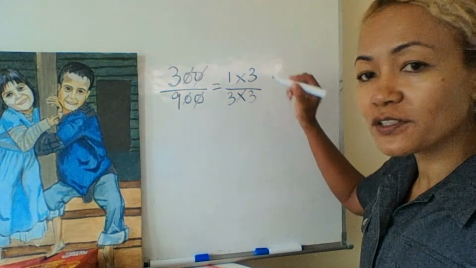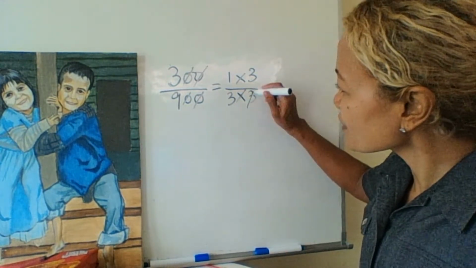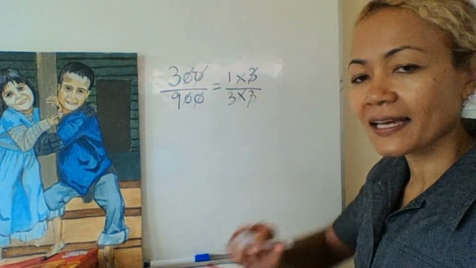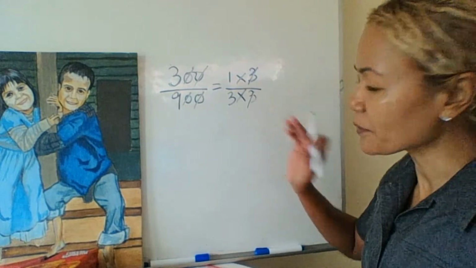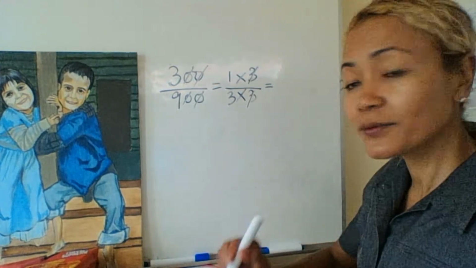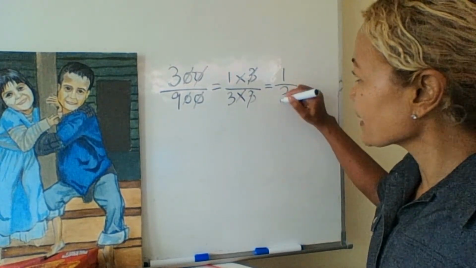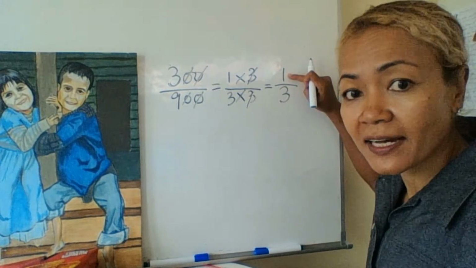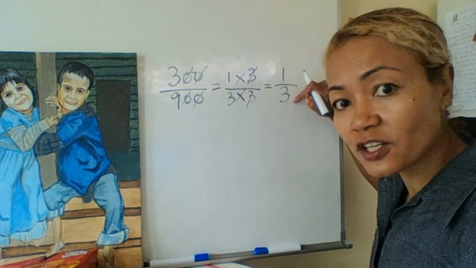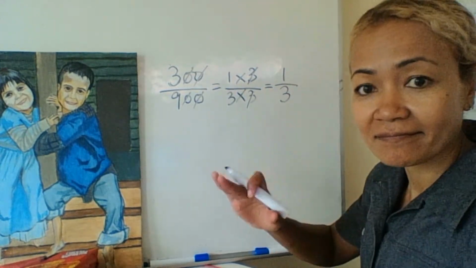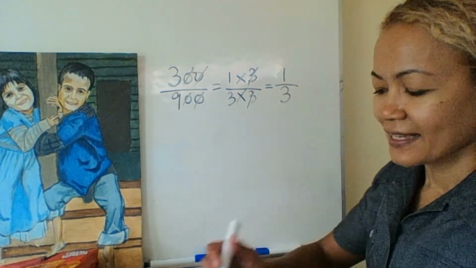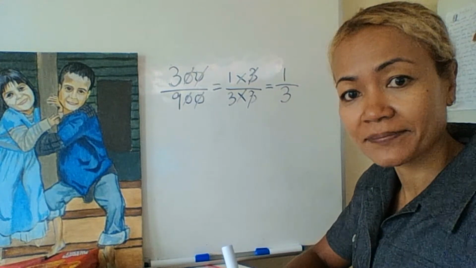So now you have a 3 on the top, and you have a 3 on the bottom. Cross, cross. Just like you did with the 0 at the beginning. Cross on the top, cross on the bottom. What are you left with? 1 over 3. 1 you cannot simplify any further. Once you get to a fraction where either the numerator or the denominator is 1, that's it. You can't simplify the fraction anymore. So that's your answer, 1 over 3.